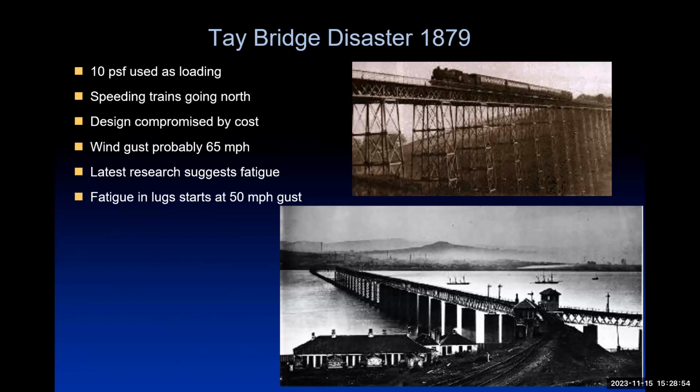The design itself was compromised by cost requirements. The train which was destroyed was actually going north. The wind gusts, though, were only probably 65 miles per hour. So 10 pounds per square foot was not a very good indication of that. And the winds in Scotland were potentially anyway much larger than wind gusts of 65 miles per hour.